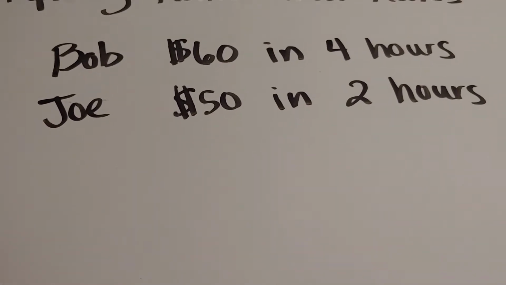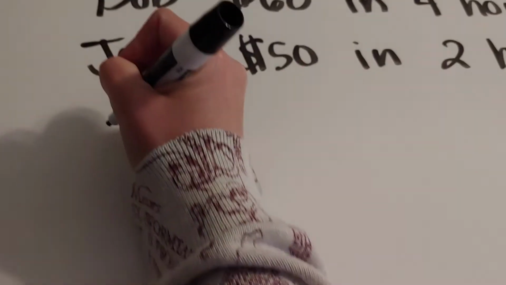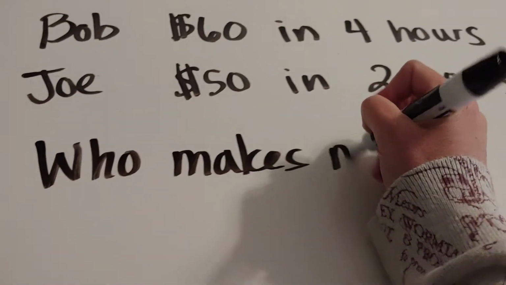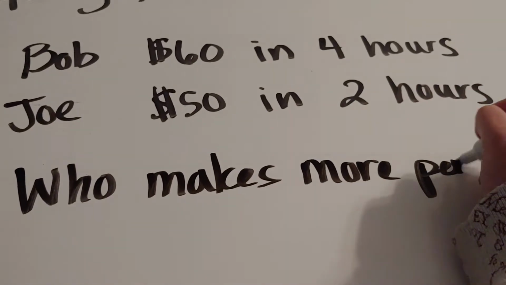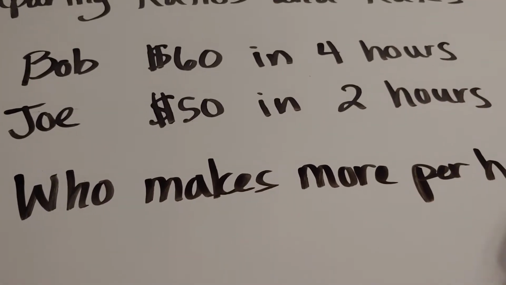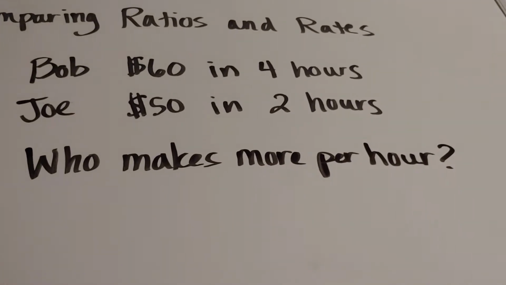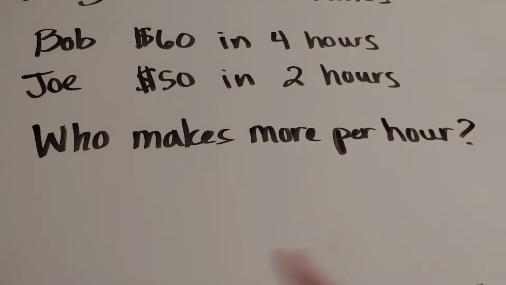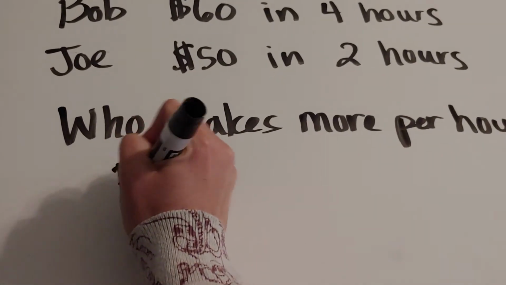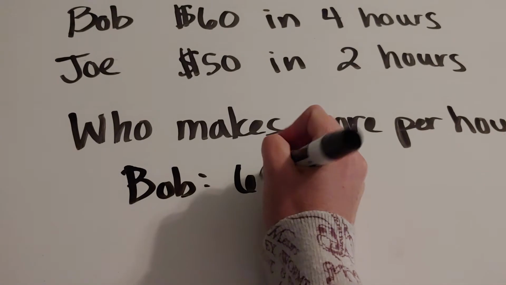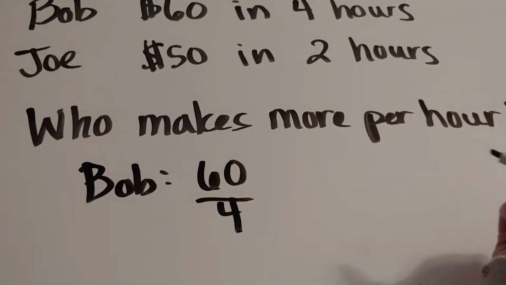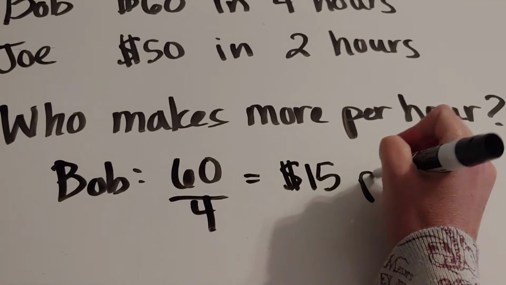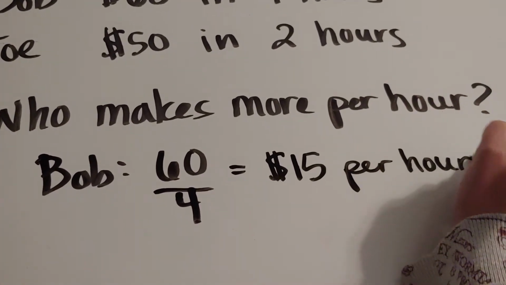So what we want to do here is to compare to see who makes more per hour. Okay. So in order to compare them, we have to do unit rates. Okay, so the first thing I'd want to do is take Bob and do his unit rate, which would be 60 divided by 4. And if you take 60 divided by 4, I believe you get 15. So he's going to make $15 per hour.